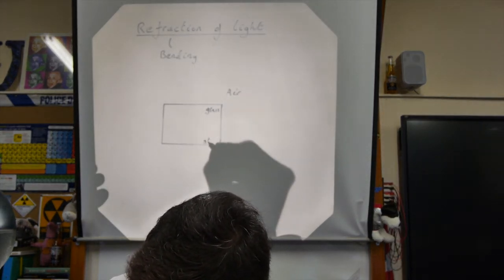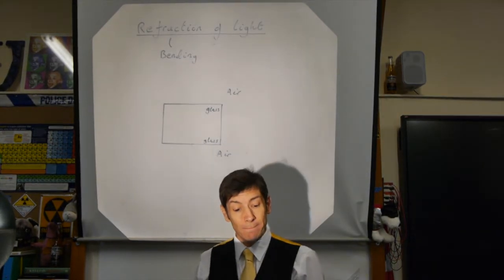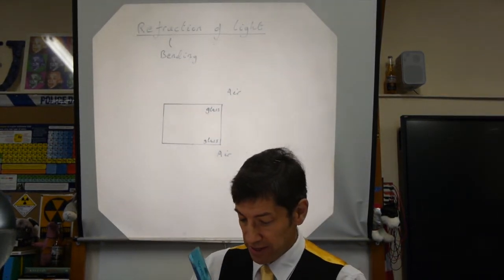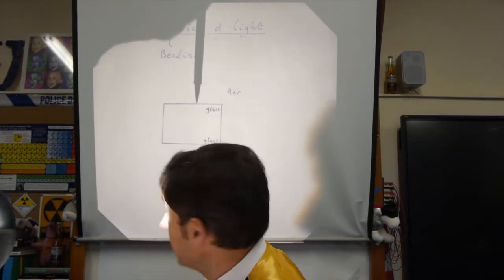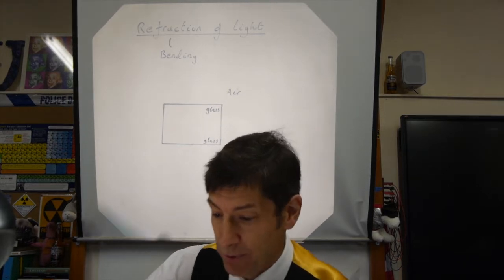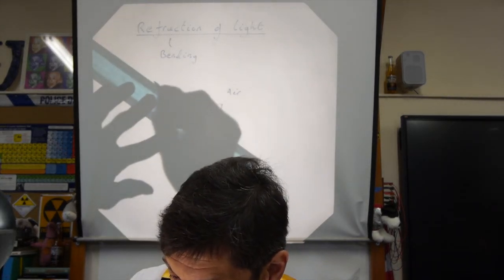And I'll remind you that it's glass. Anyway, it's a denser medium to light. So if we shine a light ray straight into this along the normal, straight down, it clearly goes straight through. So we won't bother with that. But if we shine it in at an angle, this is the important bit.